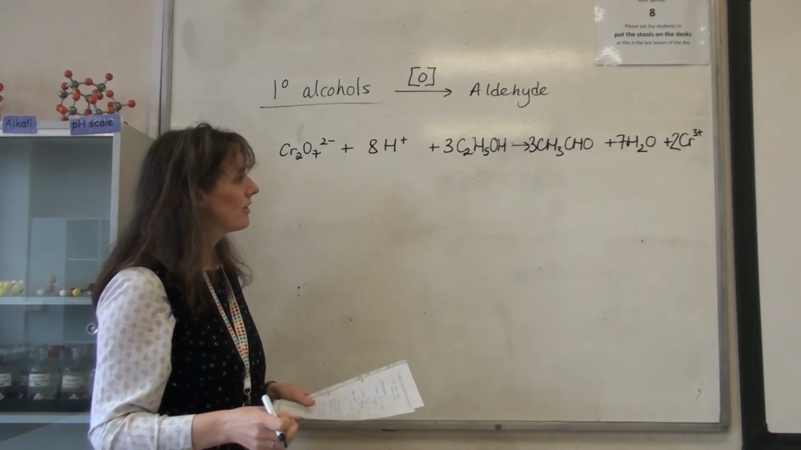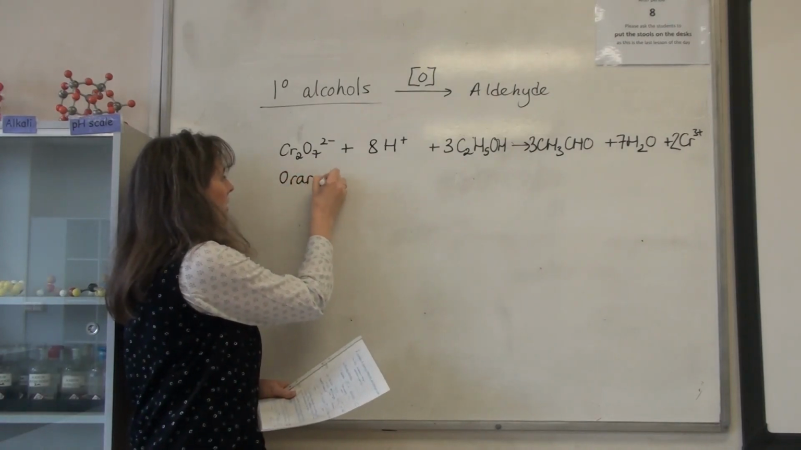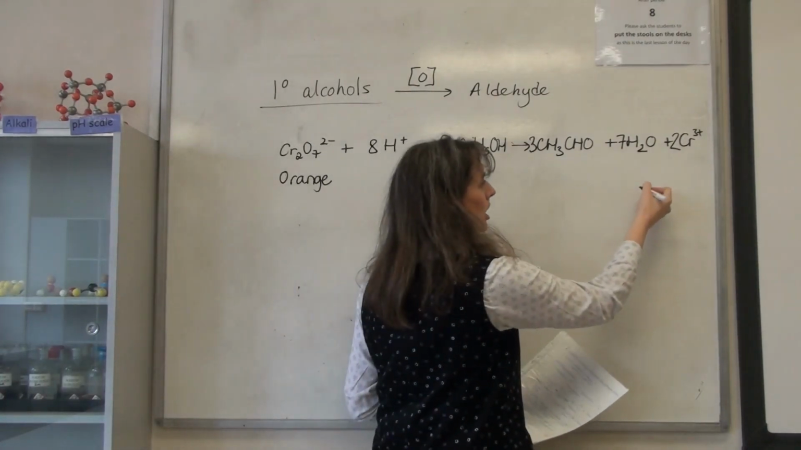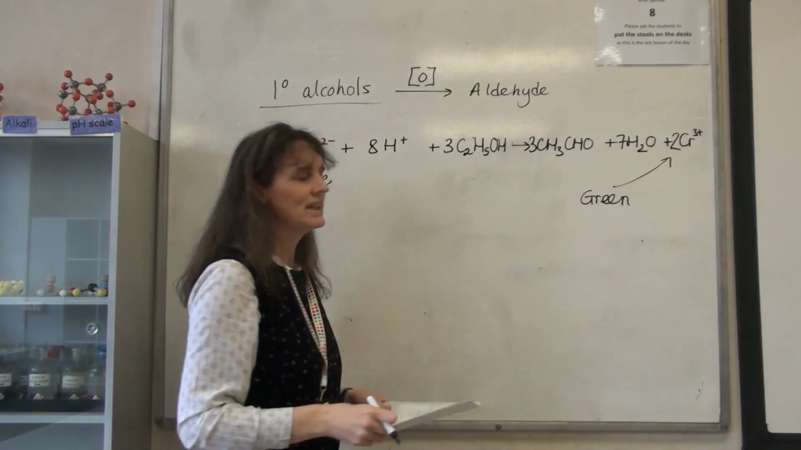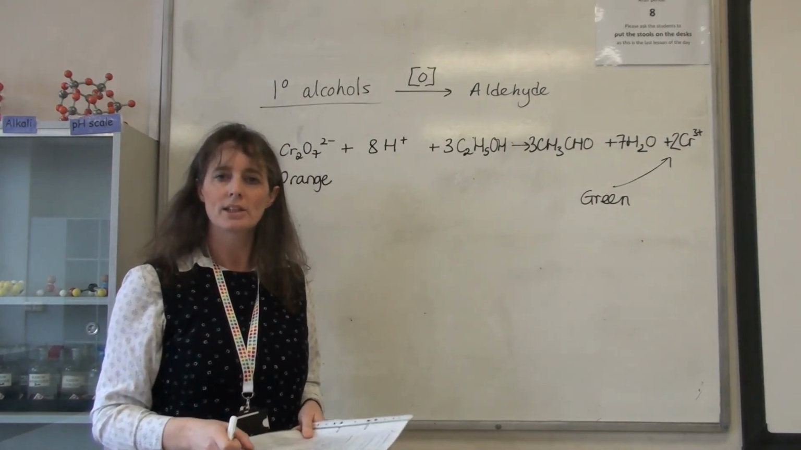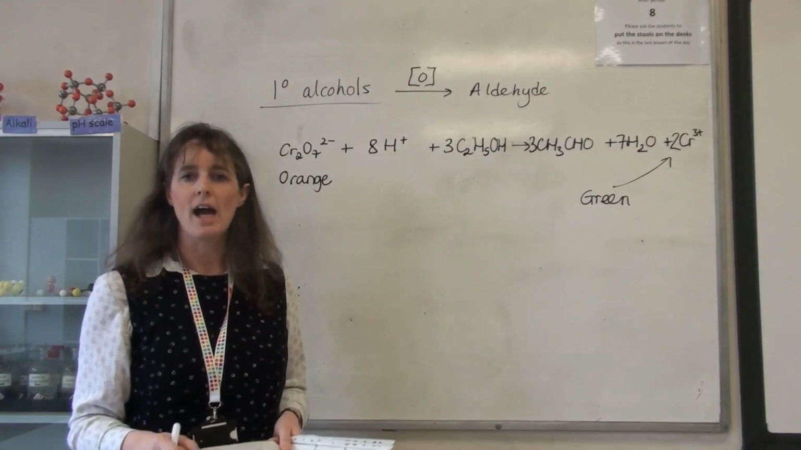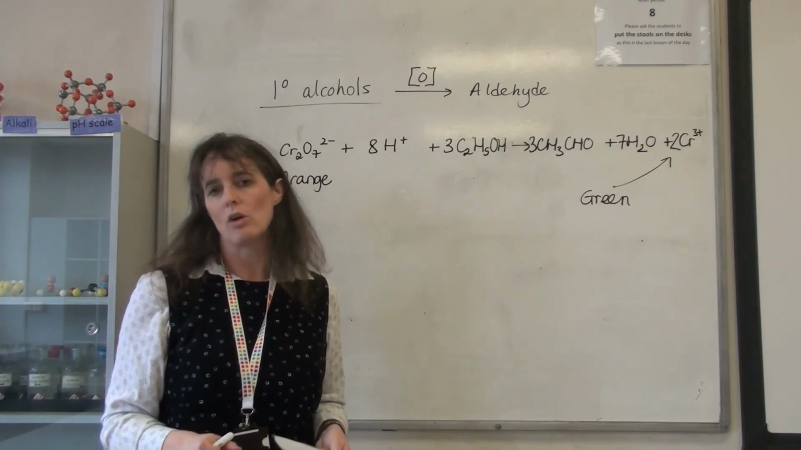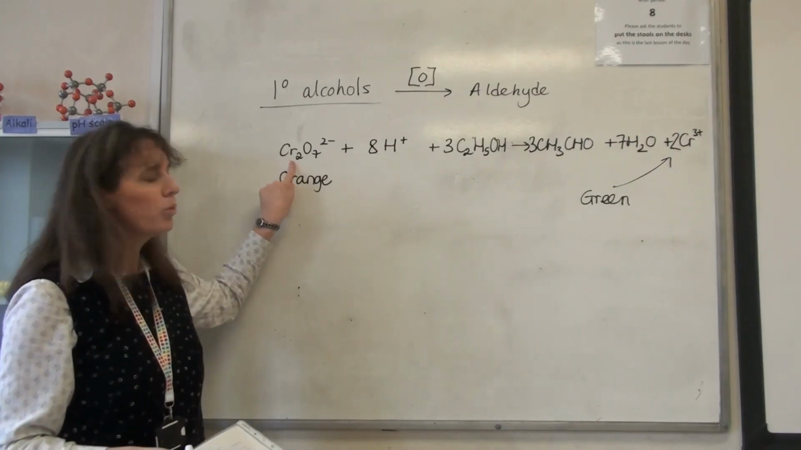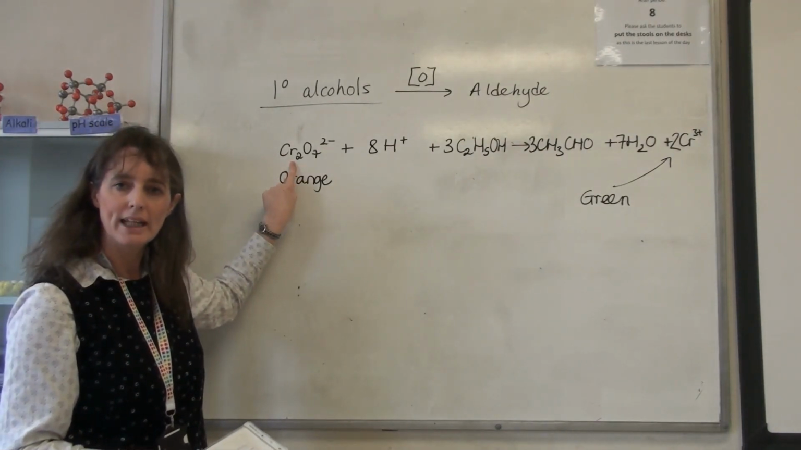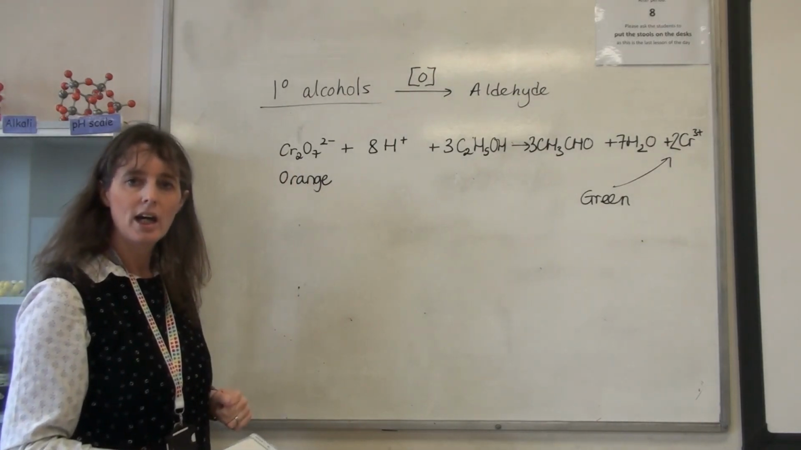So let's talk about the colour changes. We have orange, and our chromium ions are green. So our Cr3+, chromium in the +3 oxidation state, is green in colour. Now what I'd like you to do, using your knowledge of when you looked at oxidation states on the other side of the syllabus, is think about what the oxidation state of chromium is within the dichromate. Remember, try and pause the video, have a little think, and try and work it out.